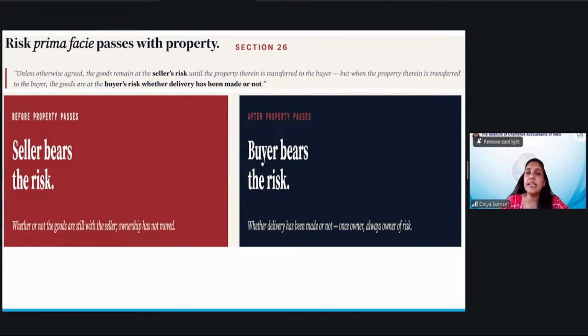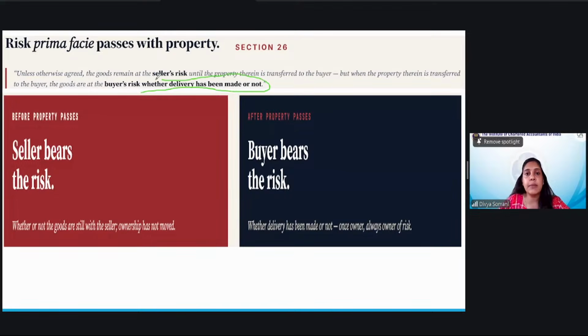Seller is the owner till the property or the title passes to the buyer. So till the point of time the ownership does not pass, it remains the risk of the seller. And as soon as the ownership is passed, the buyer will bear all the risk. But when the property therein is transferred to the buyer, the goods are at the buyer's risk, whether delivery has been made or not. So again, this has been highlighted here. Let me just mark it for you.